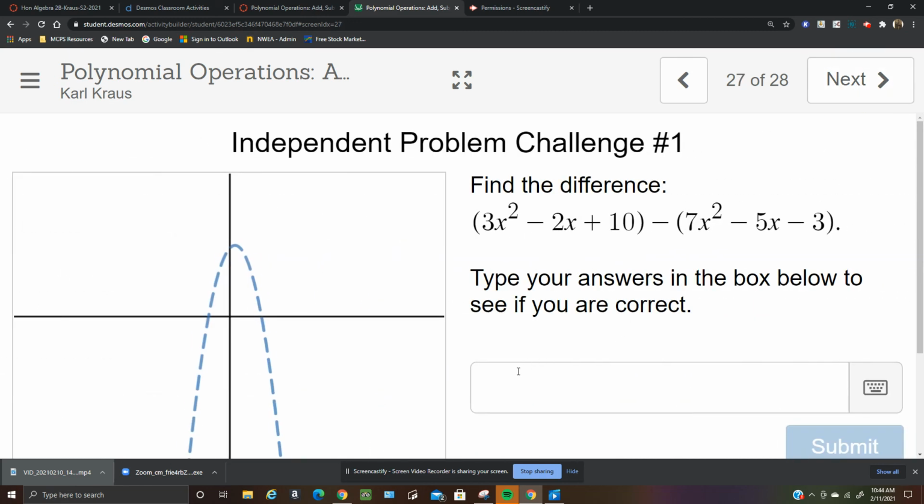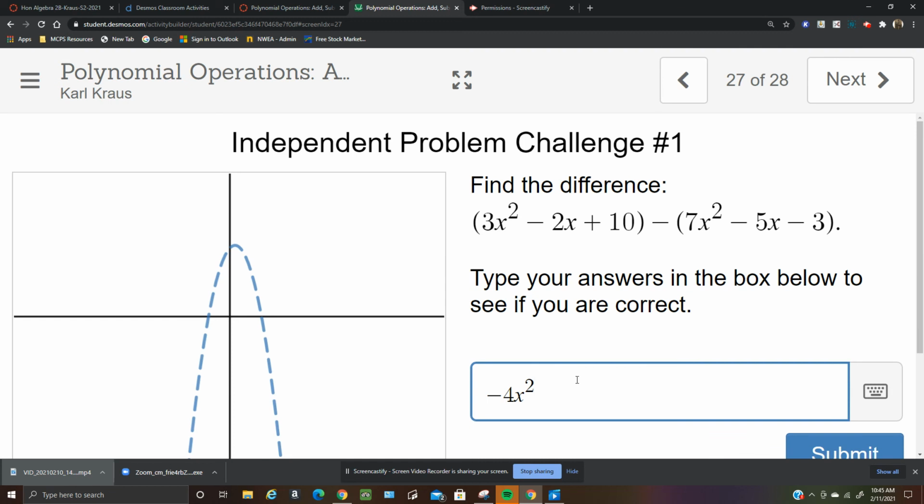And then slide 27, subtracting 3x squared minus 7x squared, negative 4x squared, negative 2x minus a negative 5x is 3x, and 10 minus a negative 3 is 13.